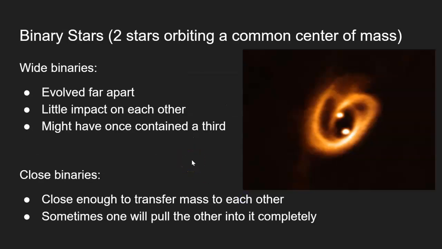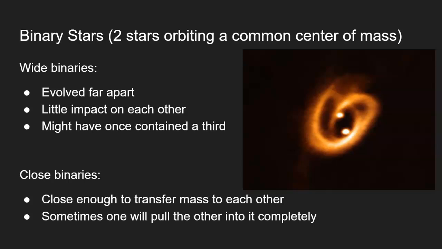Then there's also something called a binary, and this is actually quite common out in space. Binaries are where there are two stars orbiting a common center of mass. So basically they orbit each other, and the center of mass is somewhere in between them. Wide binaries are stars that have evolved a long ways apart from each other, and they don't impact each other much, and they might have even had a third star that they were part of a three-star system. And they kind of orbit around each other, but they don't do much to each other.